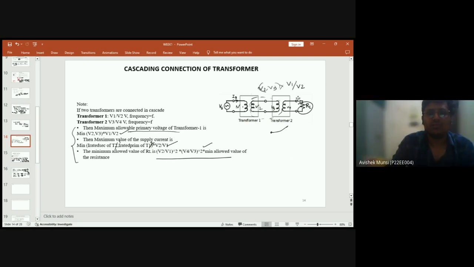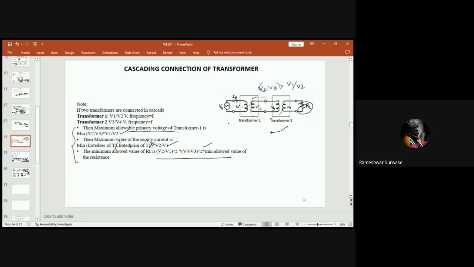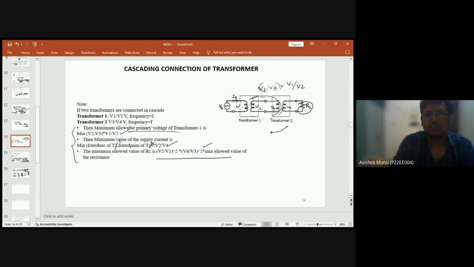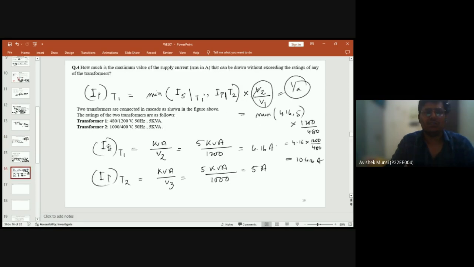See, it depends upon the connection. In this connection, you're seeing that this is the secondary and this is the primary. Maybe I put it the wrong way. So just understand it. If you're able to understand, then you don't need to memorize the formula.